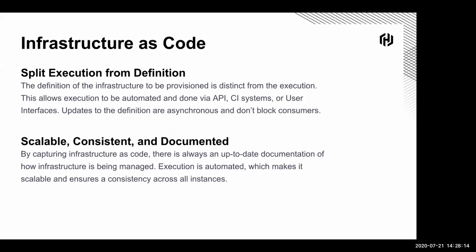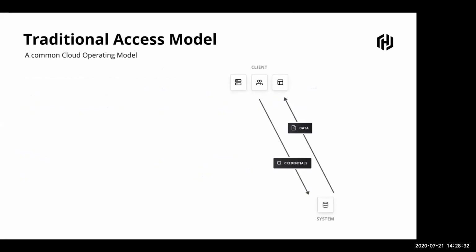And part of what infrastructure as code drives is the split of execution from the definition. So I have an idea of the intent of what I want to do, and then I have the actual execution. And then it's scalable. Because it's just code now, I can call it and invoke it and run it anytime that I want. So I have a dynamic exercise.